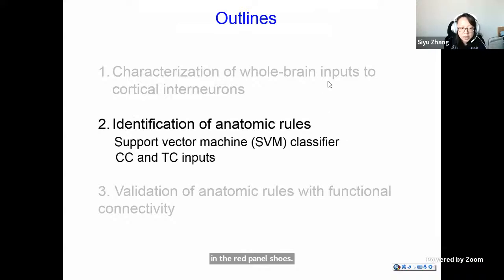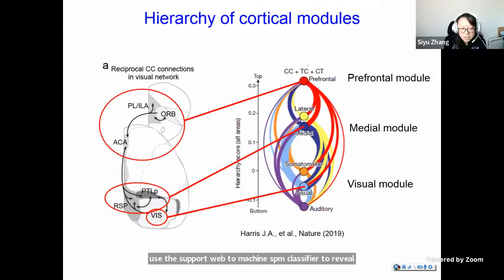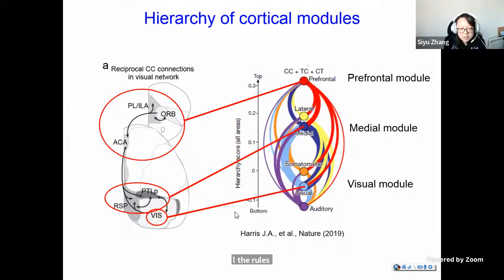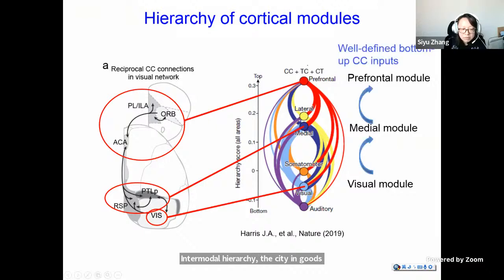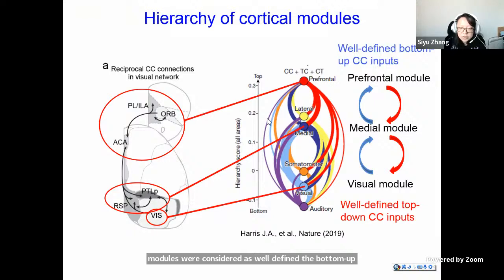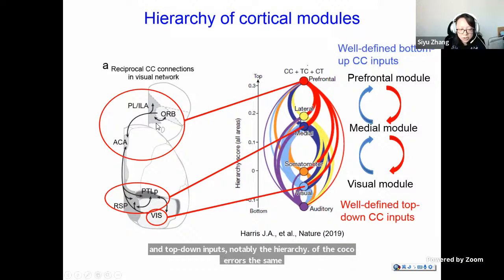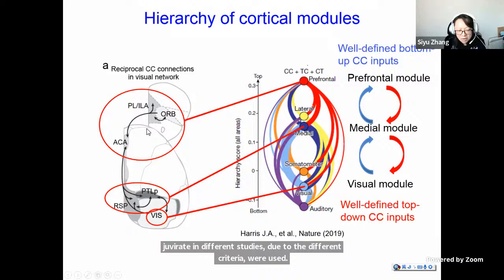After characterization of the whole brain inputs to cortical interneurons, we asked whether there is an anatomical rule to link the hierarchy to the input patterns of CC and TC inputs on cortical interneurons. So in this part, we mainly use the support vector machine, SVM, classifier to reveal the rules. Since the cortical areas examined in the current study belong to the visual, medial, and prefrontal modules with well-accepted intermodule hierarchy, the CC inputs across these modules were considered as well-defined bottom-up and top-down inputs. Notably, the hierarchy of the cortical areas in the same module varied in different studies due to the different criteria used. So we put the intramodule CC inputs aside for now and check them out later.